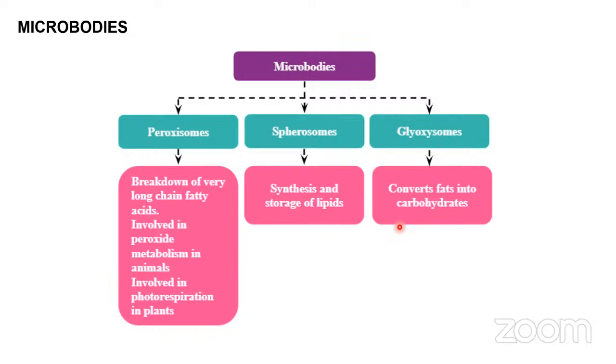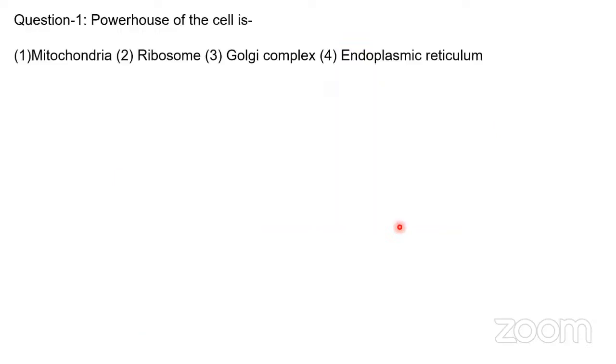So peroxisomes help in the breakdown of long chain fatty acids and are involved in peroxide metabolism in animals, while in plants, they are involved in photorespiration. Spherosomes help in the synthesis and storage of lipids, and glyoxysomes convert the fats into carbohydrates. So this is all about the different organelles present inside the cell.